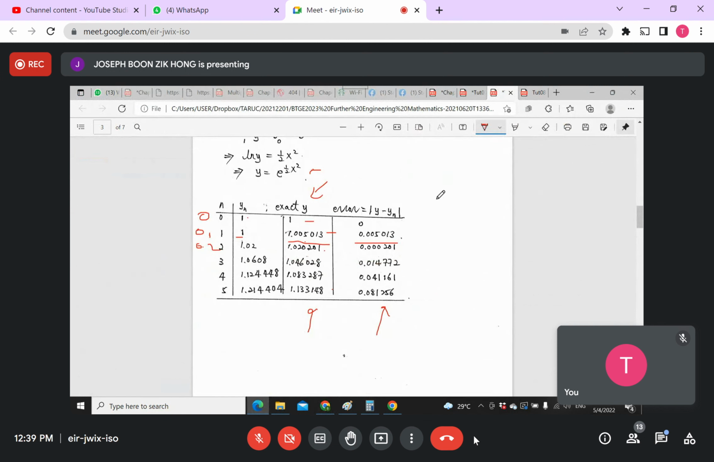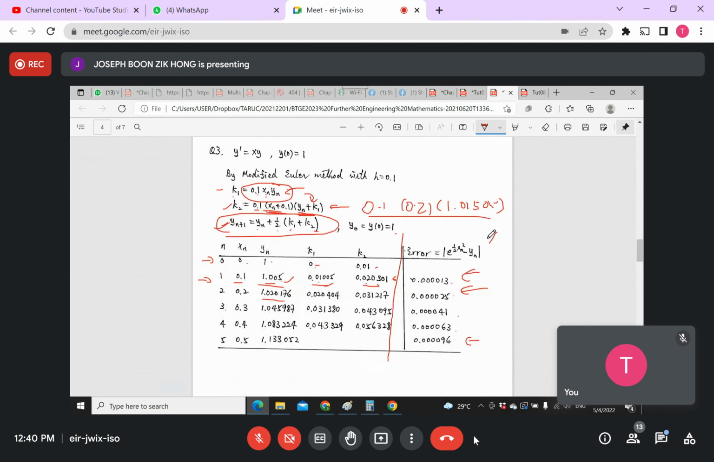This one will be wrong, because I calculated this one by using 0.2. So there is some mistake there. You just take your answer minus the exact answer, then you will get the error. But no matter what, the error of this one should be greater than this one. So that means, if you want to comment, the modified Euler method is a better method compared to the Euler method, because the error is much smaller compared to the Euler method.